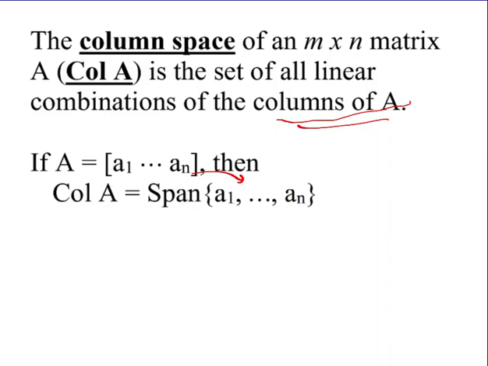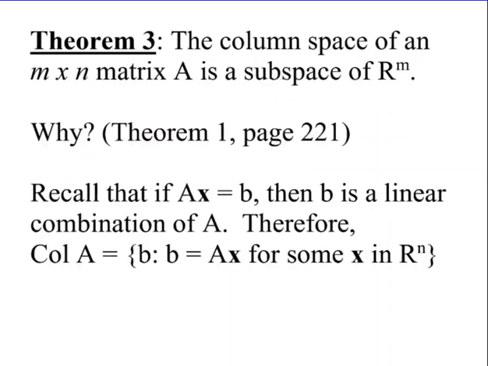So that's what the column space is. The column space of an m by n matrix is going to be a subspace of Rm. Now, what does m depend upon? It depends upon the number of equations that we have that is represented by matrix A. So recall that if AX equals B, then B is a linear combination of the columns of A.